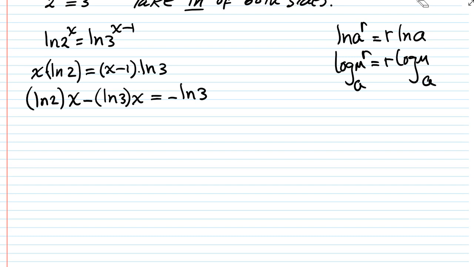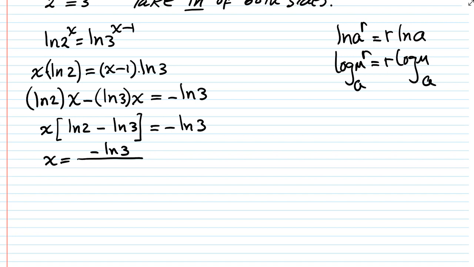Now, what do we do next? Well, I can factor the x out, correct? On the left side, I have ln of 2 minus ln of 3 equal negative ln of 3. Okay, so we have that. And what are we going to do next? Next, let's divide both sides by the coefficient on x. So I have negative ln of 3 divided by ln of 2 minus ln of 3.